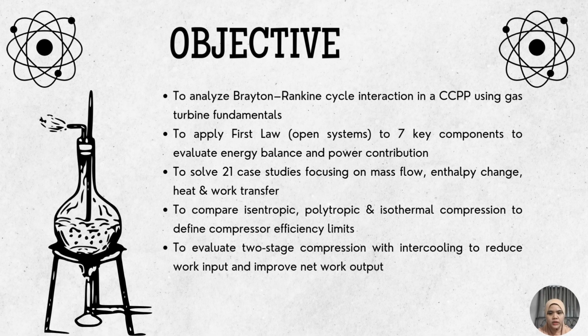So the next is the objective of our project. The first is to analyze Brayton and Rankine cycle interaction in a CCPP using gas turbine fundamentals. The second is to apply the first law, for open systems, to 7 key components to evaluate energy balance and power contribution. And the third point is to solve 21 case studies focusing on mass flow, enthalpy change, heat, and work transfer. And the next point is to compare isentropic, polytropic, and isothermal compression to define compressor efficiency limits.